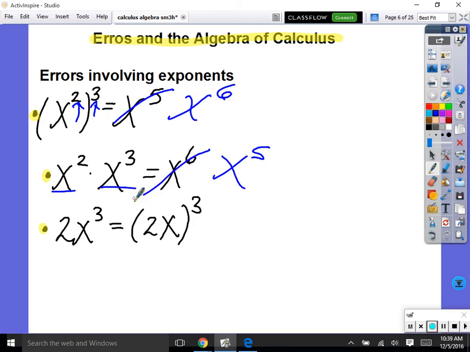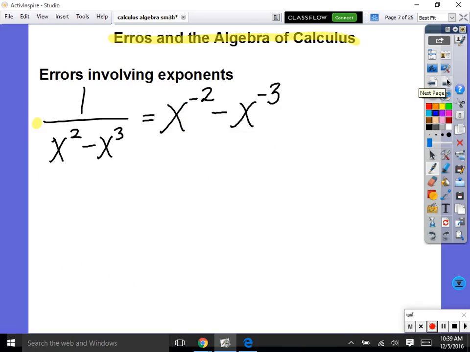People will see 2x to the 3rd and think that 2 is also to the 3rd power. That's not true, correct? This is simply 2 times x to the 3rd. Okay. Couple more things. This is the big one. I'm not kidding. I can't tell you how many people do this wrong. And some of you were doing it wrong when we were simplifying things earlier.